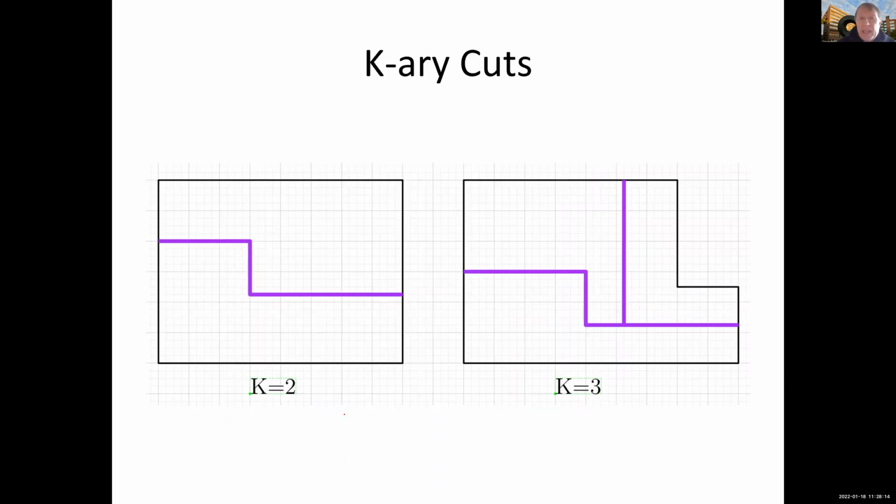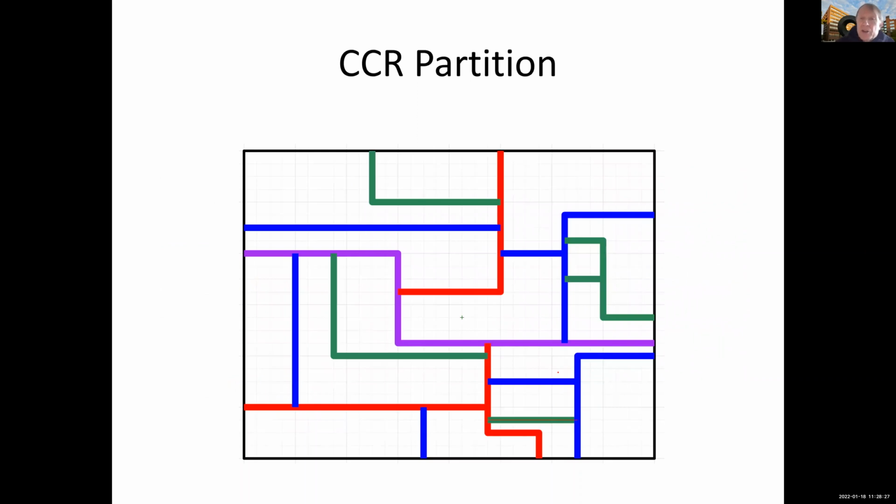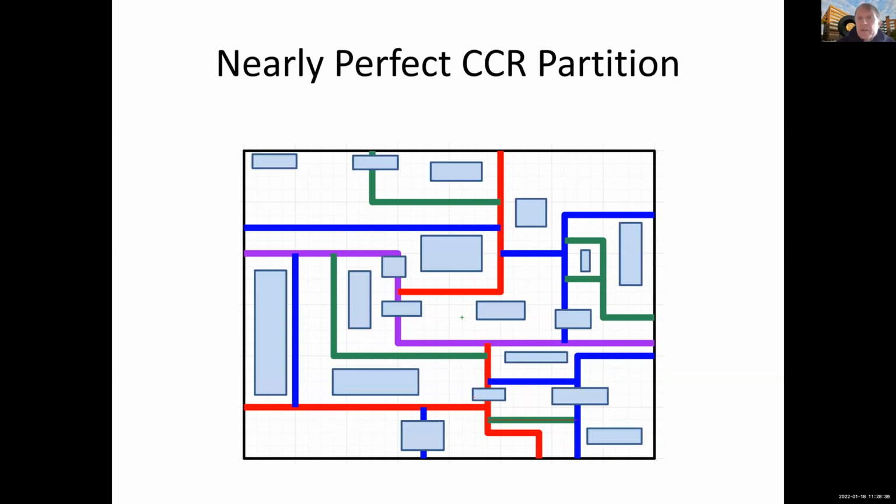So here are some examples of k-ary cuts. A binary cut, k equals 2, partitions a CCR into 2 sub-CCRs. A k equals 3 cut partitions into 3 CCRs. So here's the CCR partition where the first level cut is in purple, the next one is in red, then blue, then green. And all the faces are CCRs. And here's a nearly perfect CCR partition of these blue rectangles. You'll see some of the vertical cuts cross at most 2 of the rectangles, or penetrate at most 2 of those rectangles.